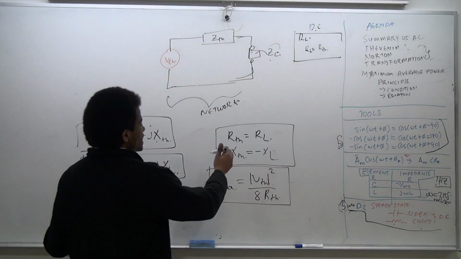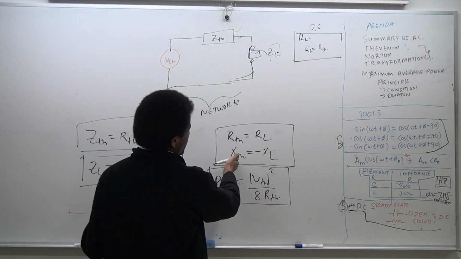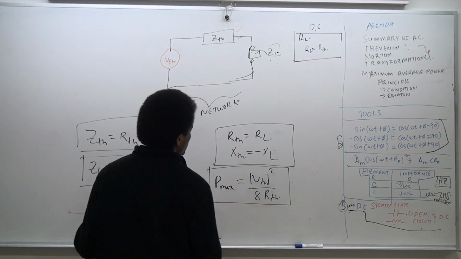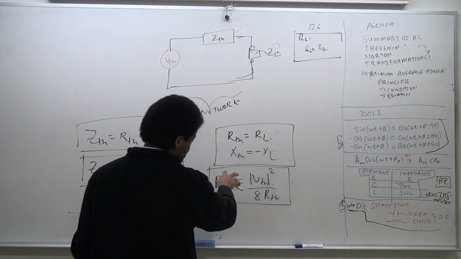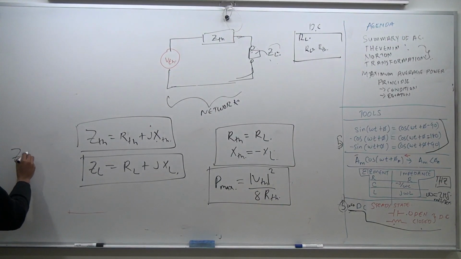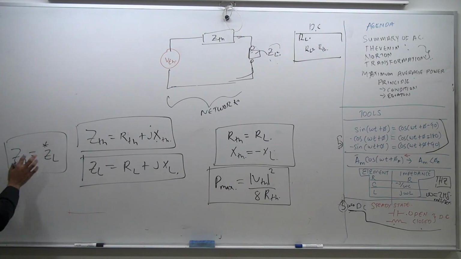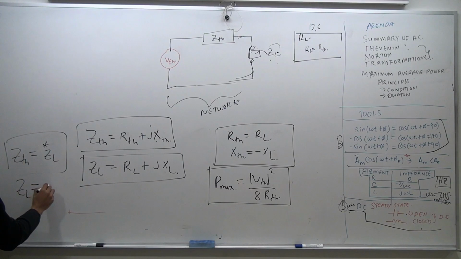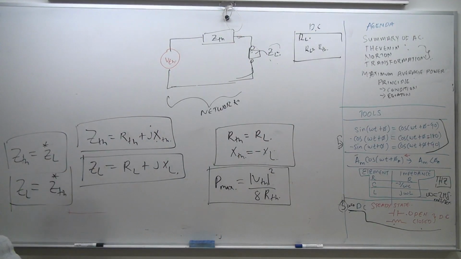Another way of saying R Thevenin is equal to R of the load, and the Thevenin reactance is equal to the load reactance, is just to say Z Thevenin is equal to the conjugate of Z load. And this is interchangeable. You can say Z load is equal to the conjugate of Z Thevenin. This is the same thing.